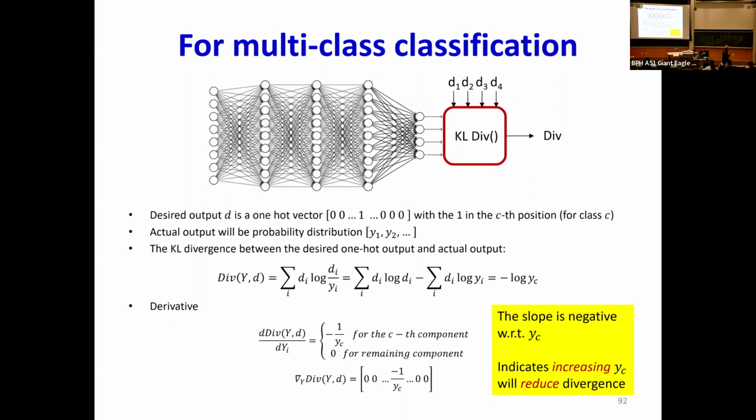The desired output is usually 1-hot, correct? When the desired output is 1-hot, how many of the d's are going to be non-zero?